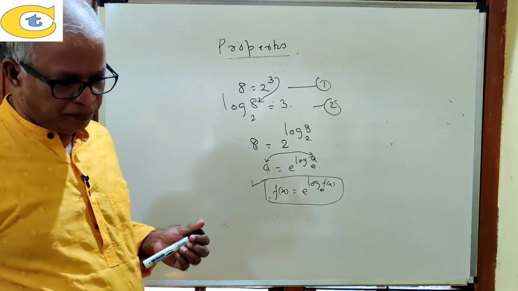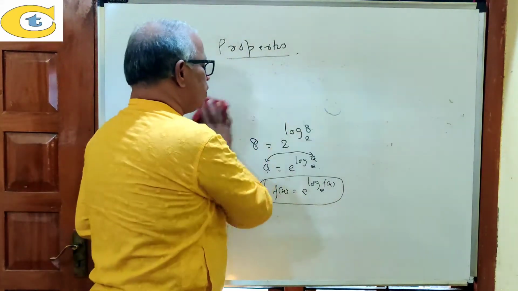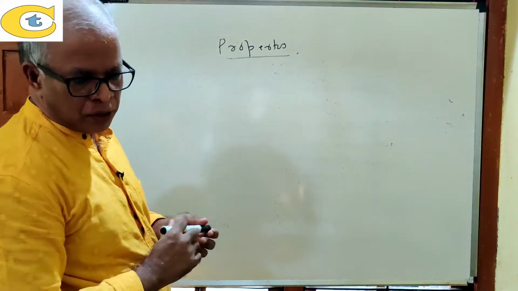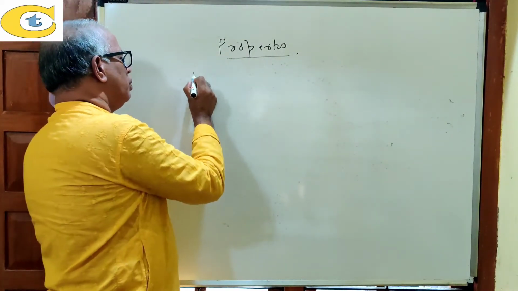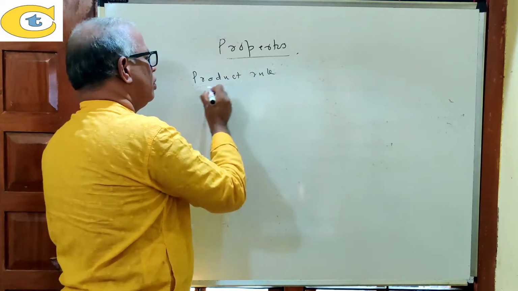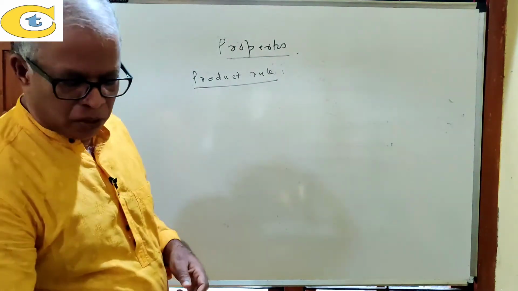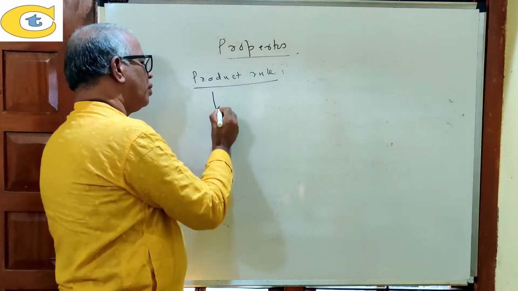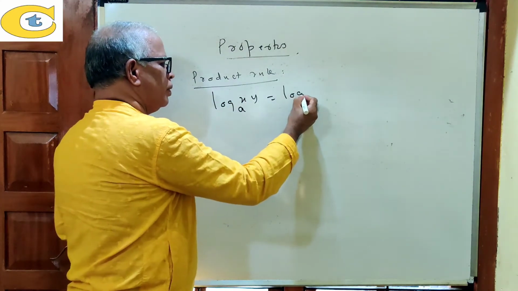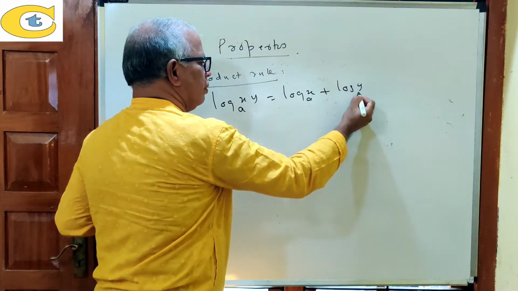Next property is the log product rule. What is the product rule? Logarithm of x into y to the base a is equal to log x plus log y to the base a.